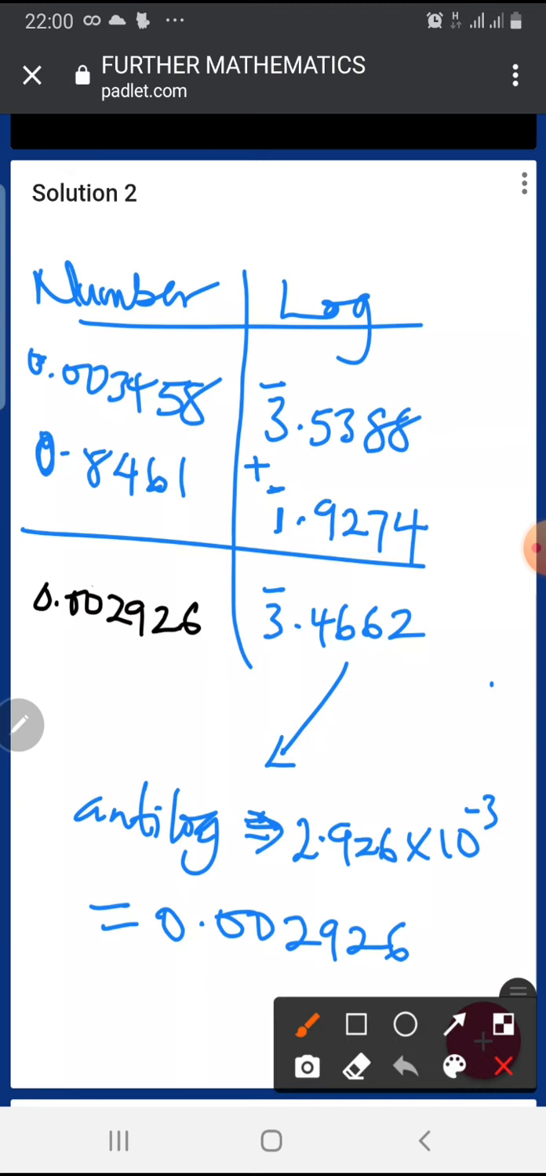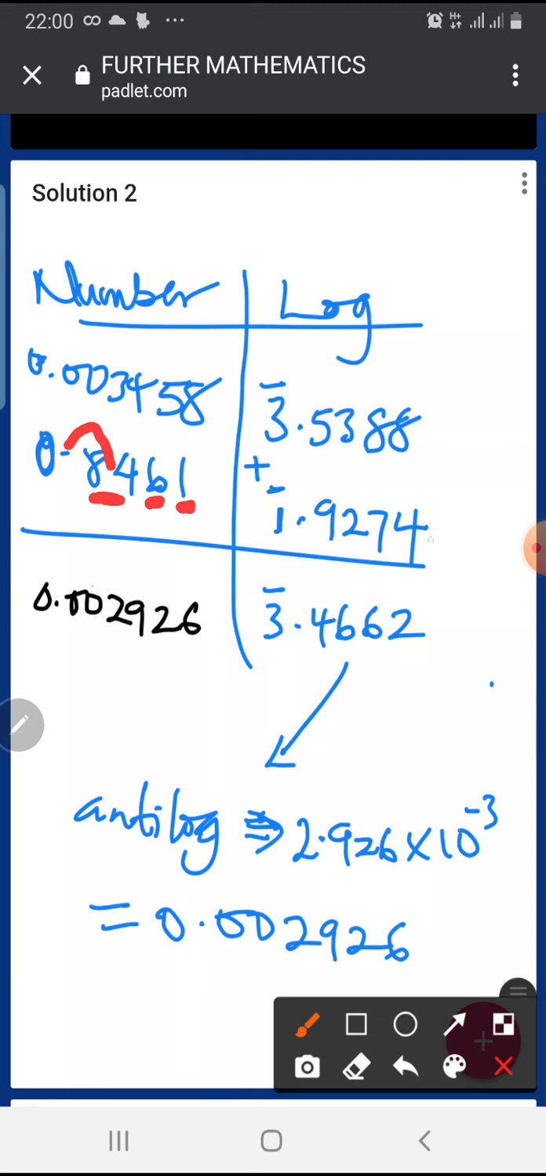To the next number now. The next number is 0.8461. You have to move your point once to become standard form. So you have bar 1, that's negative 1, and then 84 under 6, logarithm of 84 under 6 difference 1. You have 9274. So you have bar 1.9274. Now because you are multiplying, you add your logarithm.